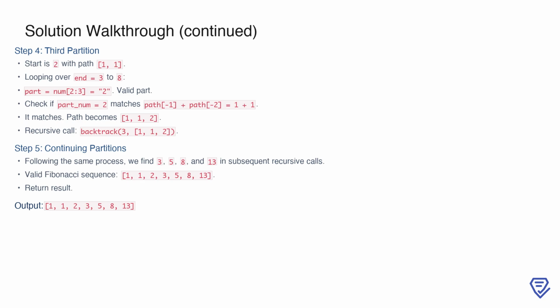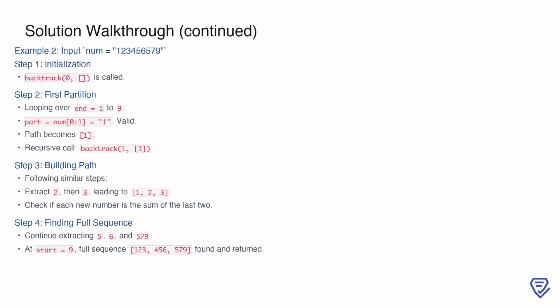Repeating this process, we extract and validate numbers 3, 5, 8, and 13, ensuring each matches the Fibonacci property. Eventually, the path grows to 1, 1, 2, 3, 5, 8, 13. Since we've used up the entire string and the sequence is valid, we return this result. Next, let's consider the input number equals 123456579.